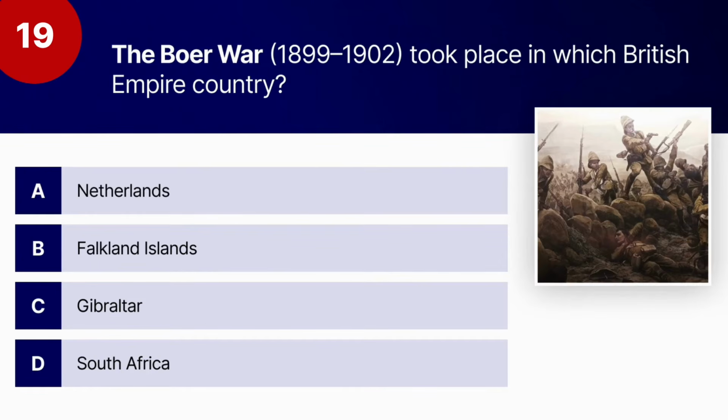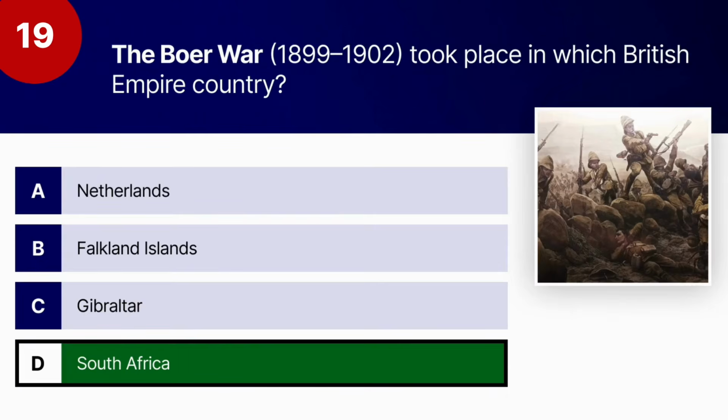The Boer War, 1899–1902, took place in which British Empire country? A. Netherlands. B. Falkland Islands. C. Gibraltar. D. South Africa. The answer is D. South Africa.